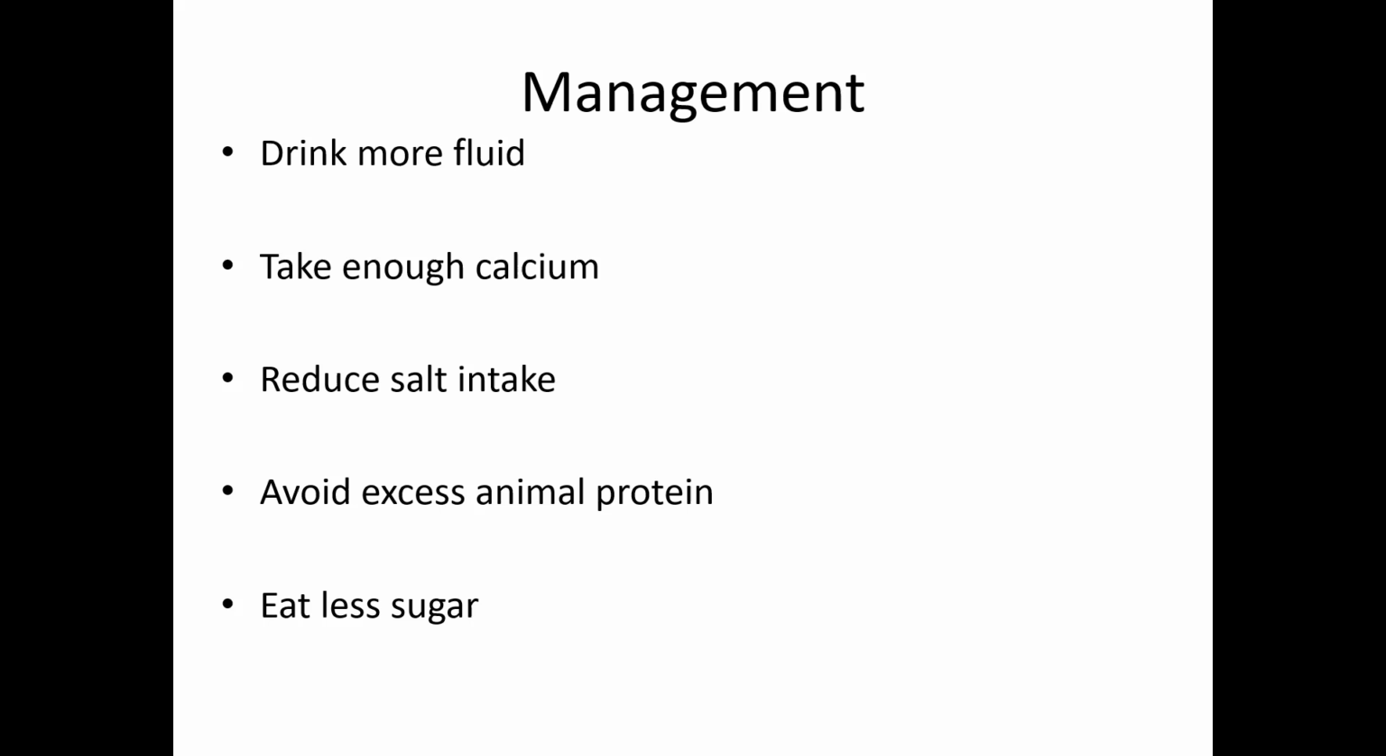And we ask to reduce salt intake. Salt increases hypercalciuria, so we ask to reduce salt intake, but all depends on the patient's results. And avoid excess animal protein. If blood urea is high, we know the patient is taking high animal protein, and we advise the patient to cut down some animal protein and eat less sugar, because sugar load increases urine calcium. So we ask to cut down some sugar if the patient has hypercalciuria.